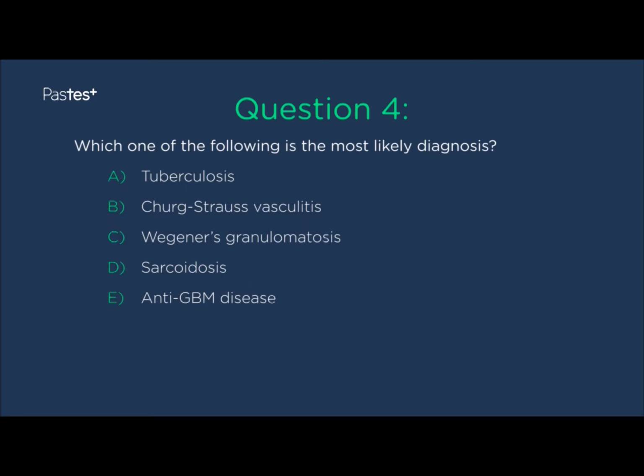Well, this was a lady who had recurrent sinusitis and hemoptysis and has renal impairment and a serum ANCA, and easily the best diagnosis from that list that fits is Wegener's granulomatosis. Churg-Strauss vasculitis is a possibility, but the patient did not have a history of asthma, and we're not told anything about eosinophilia, which would have been expected.